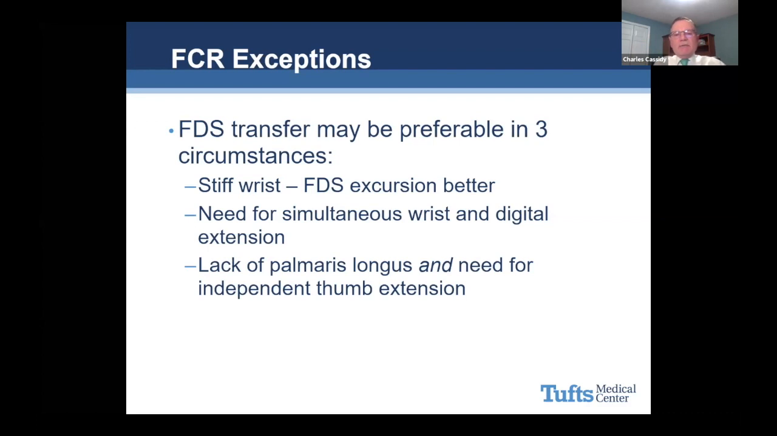Second is if you need simultaneous wrist and digital extension. For example, I had a patient who was an electrician and he needed to work in the ceilings with his wrist and digits extended simultaneously. And that's very difficult to accomplish with a wrist motor for digital extension. And then third, the lack of a palmaris longus and need for independent thumb extension.